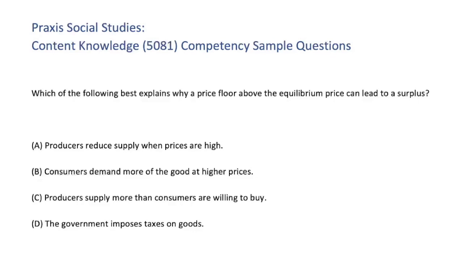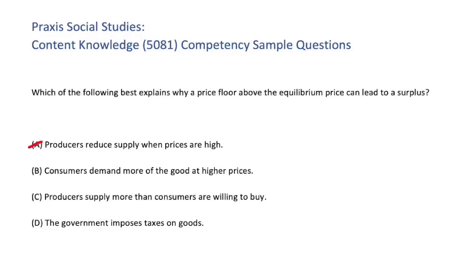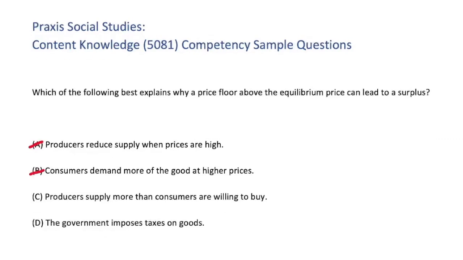Producers reduce supply when prices are high. That is the opposite of what we're looking for. Producers actually increase supply more when prices are high. Next, we can eliminate option B. This choice actually says that consumers are demanding more at higher prices, which doesn't make sense. Demand usually falls when prices rise.